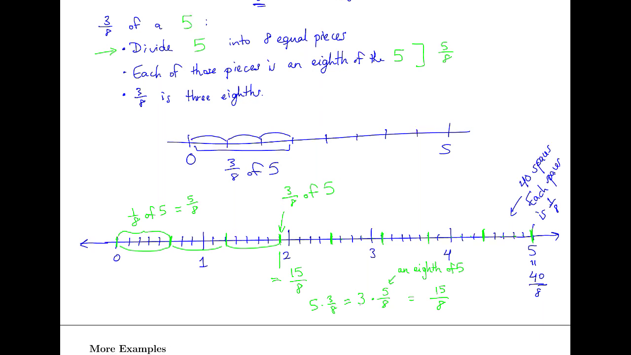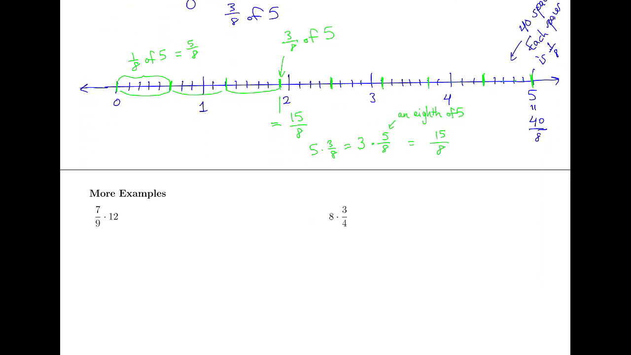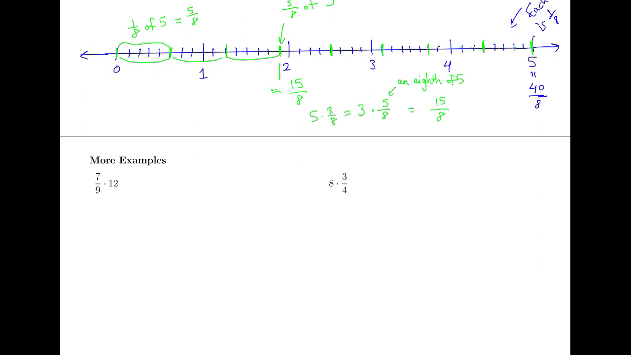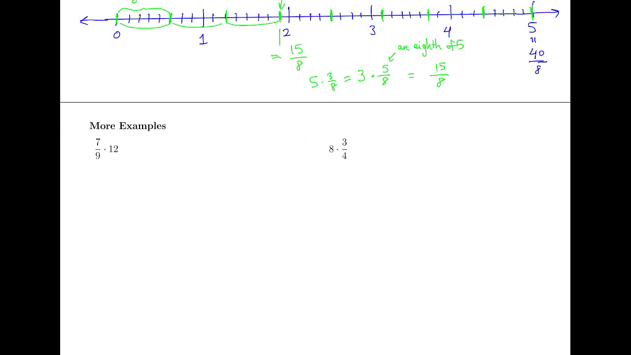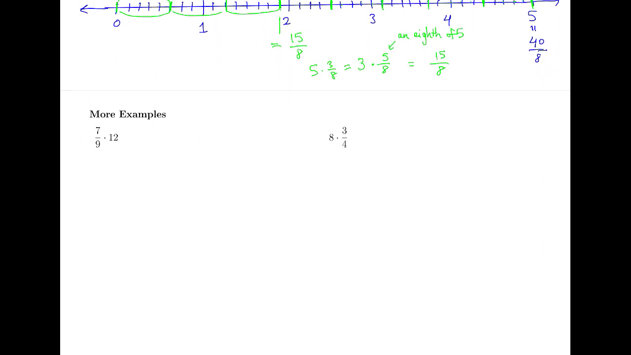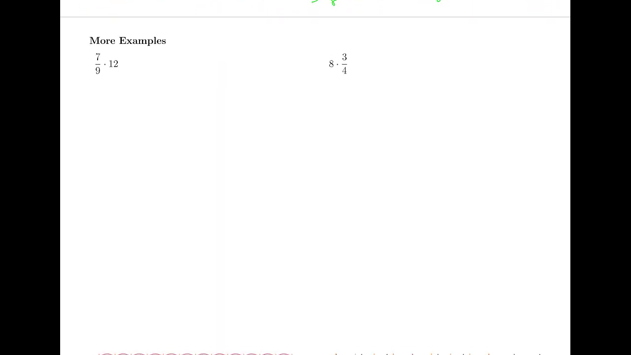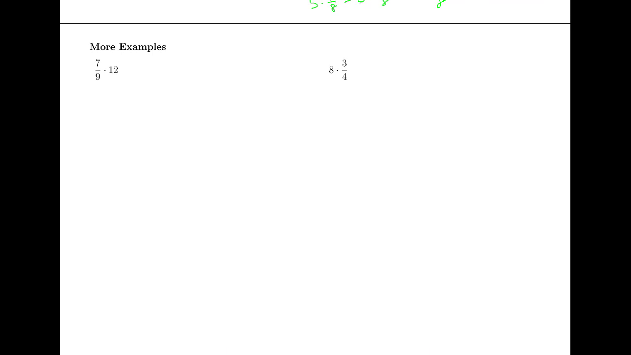Okay, so let's look at a couple more examples here, and then we're actually going to look at what this means for multiplying fractions times fractions. Okay, so here we have more examples. So 7/9 times 12. So again, we can think of this as 12 copies of 7/9 or 7/9 of a copy of 12.